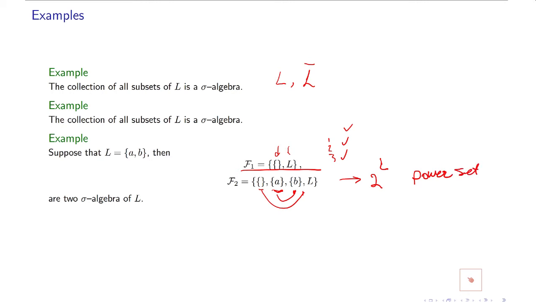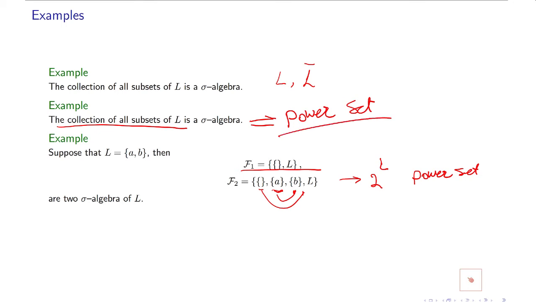Power set is the set of all subsets of L. So the collection of all subsets of L is called the power set. This is the smallest sigma algebra, which is not useful. This is the largest one, which is useful in probability theory, but sometimes it has elements that we may not be able to handle in probability. So we'll learn a little bit more about that.